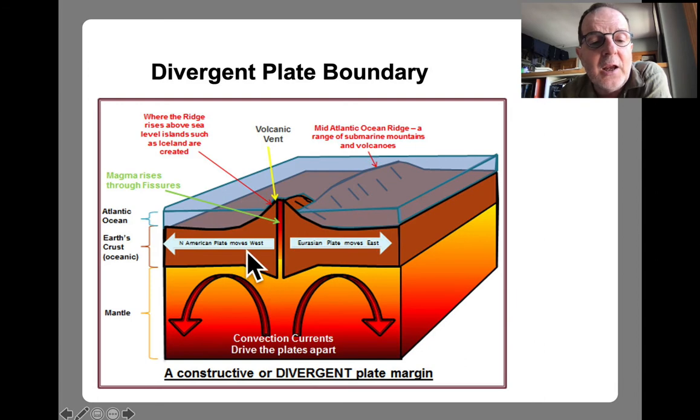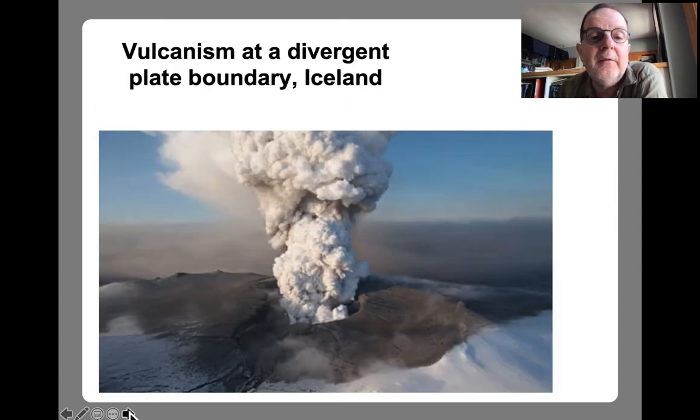Convection currents bring new melted rock, magma lava, to the surface where it is released, and new ocean crust is formed. So the rock on either side of the ridge is the same age, and it is new rock. Volcanism at a divergent plate boundary in Iceland, and I'll show you some amazing footage of explosive volcanism there, as well as the release and formation of shield volcanism in Hawaii.